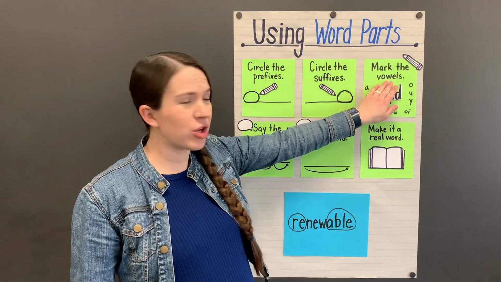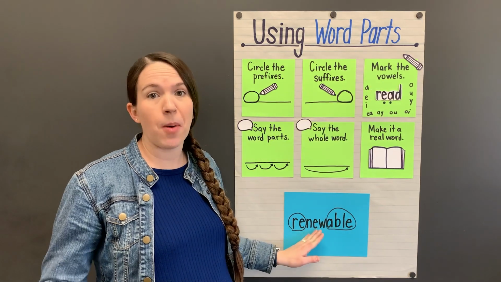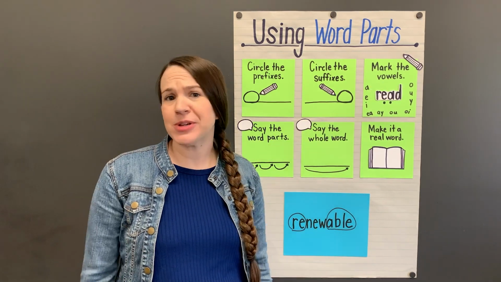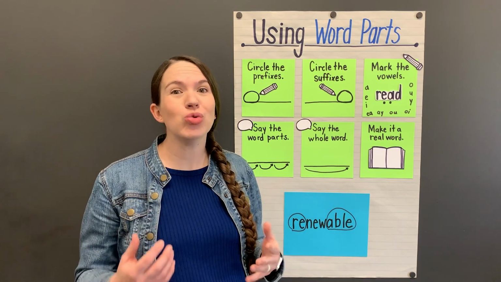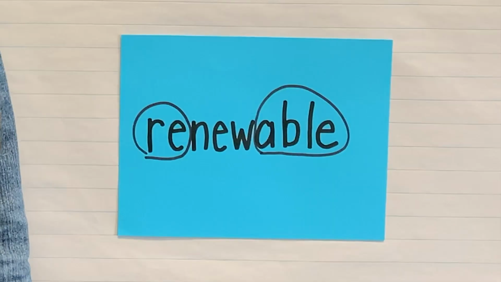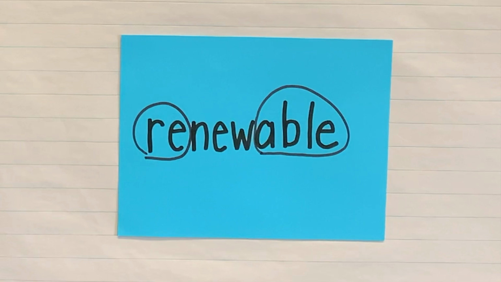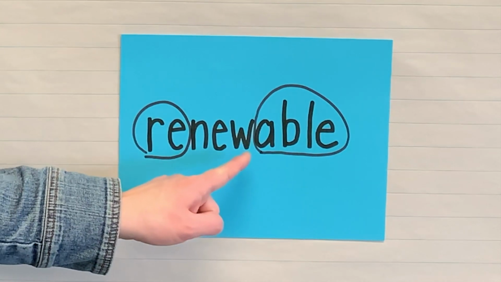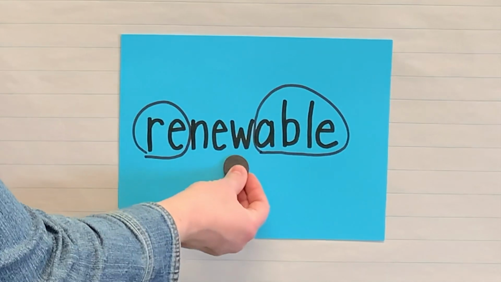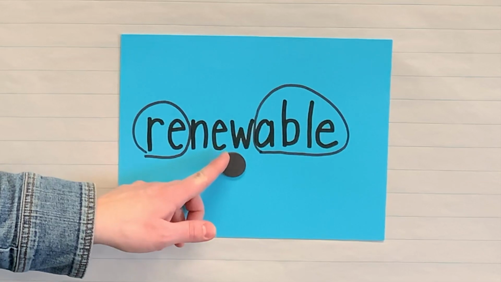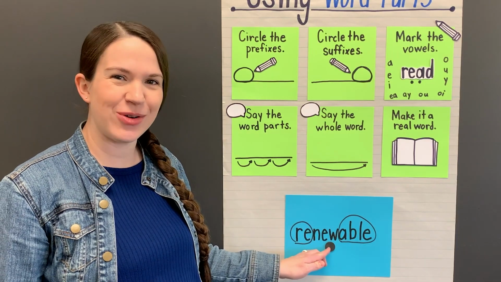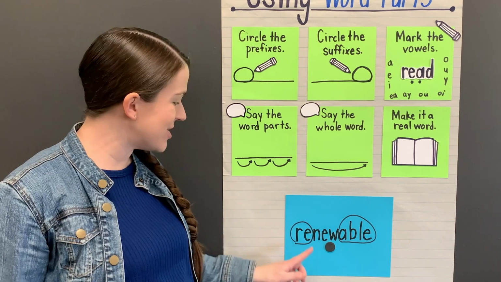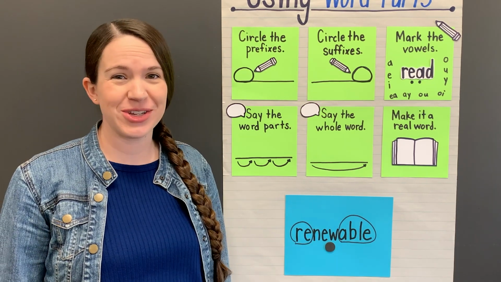Next, let's mark the vowels in the root or base word. Vowels help us break words into syllables. Each syllable can have only one vowel sound. Which vowels do you see? We see the letters E, W, which often work as a team to make the vowel sound ooh. Since there is one vowel sound, we expect to find one syllable in this middle part.